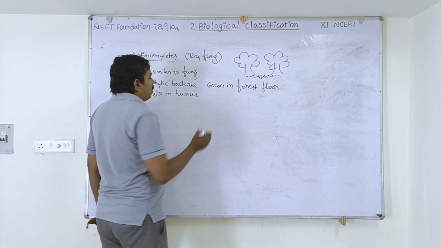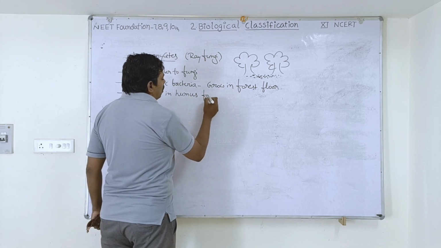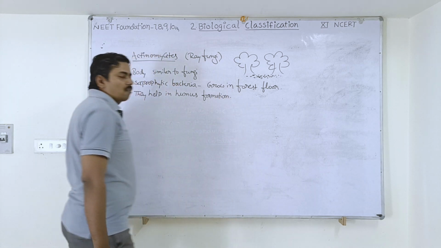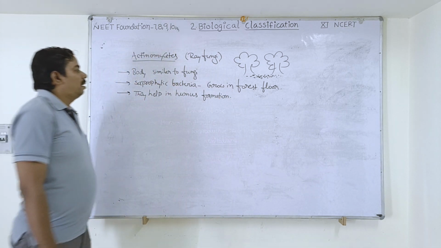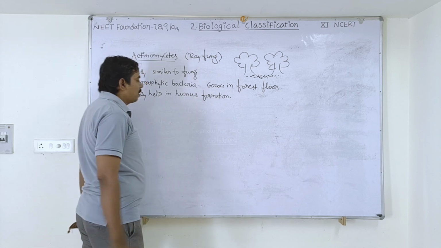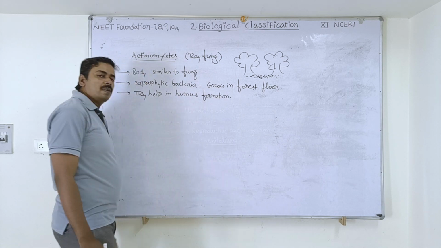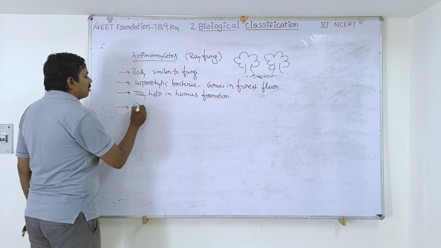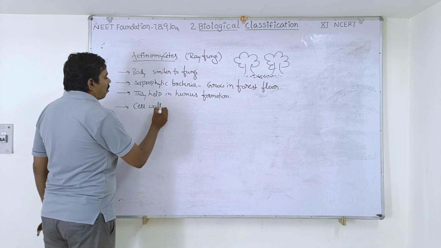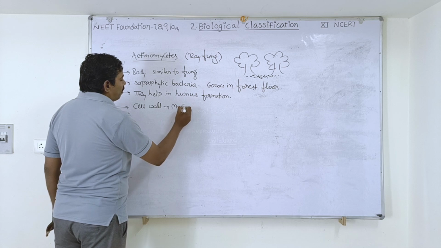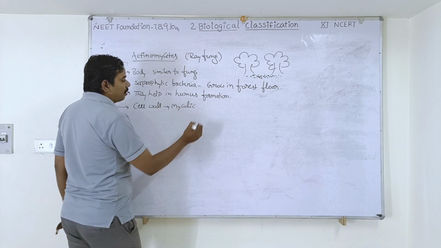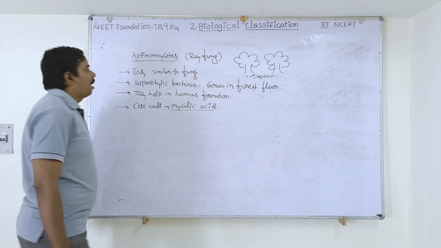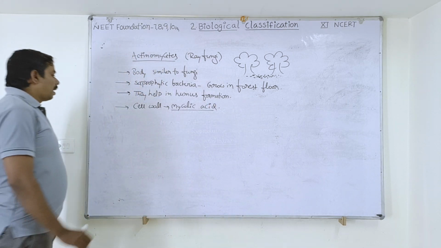Ecologically, they help in humus formation, and humus is a good organic fertilizer for the plants. So they help in humus formation. Actinomycetes bacteria have a cell wall of mycolic acid. What is the cell wall material? Mycolic acid is the cell wall material present in actinomycetes bacteria.